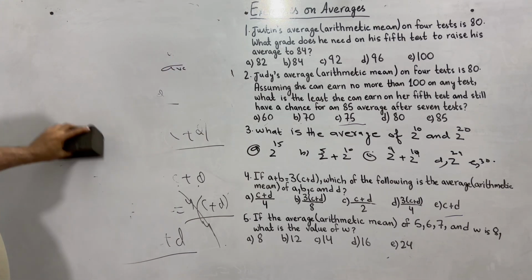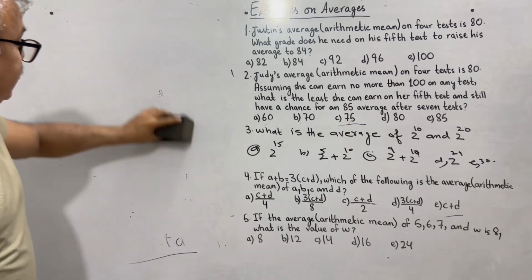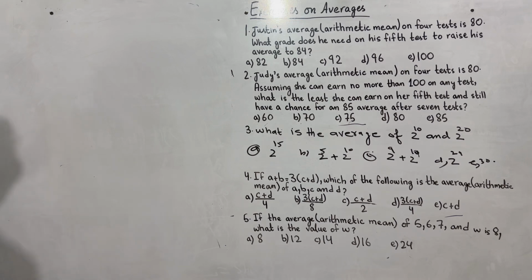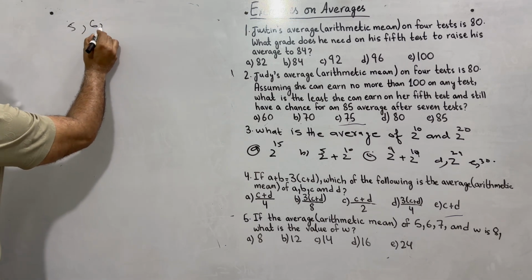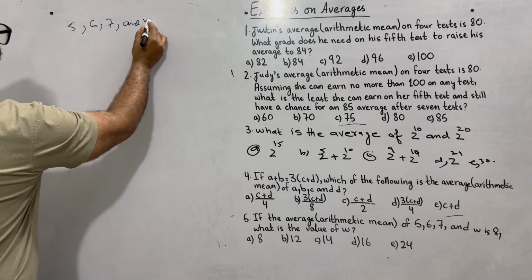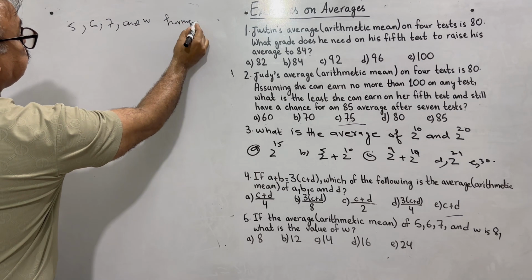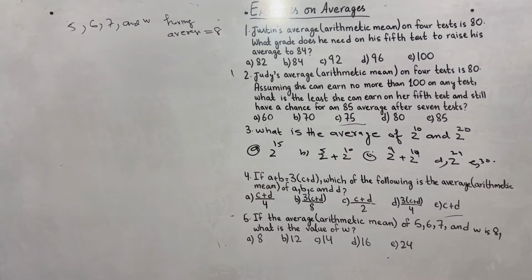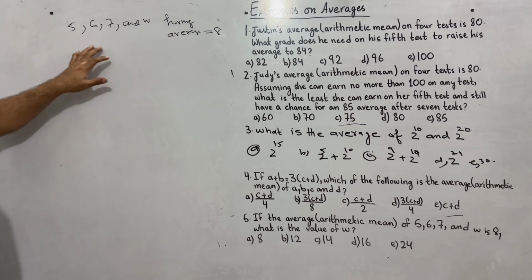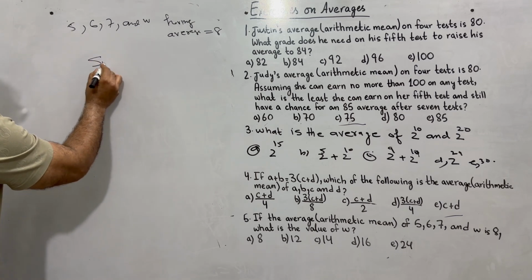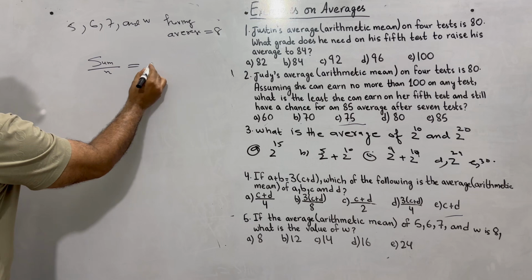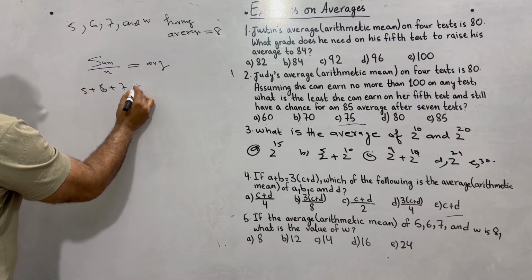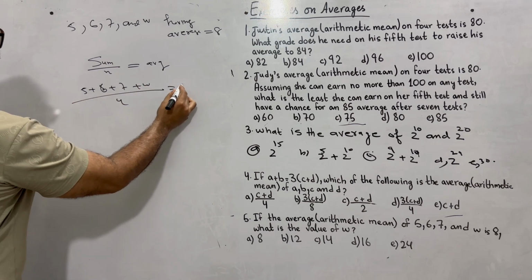If the average mean of 5, 6, 7 and W is 8, we are asked to find the value of W. Really simple one. 5, 6, 7 and W having average equal to 8. Average of these 3 numbers and 1 unknown. Sum divided by the number of terms is equal to average. Sum 5 plus 6 plus 7 plus W divided by 4 is equal to 8.